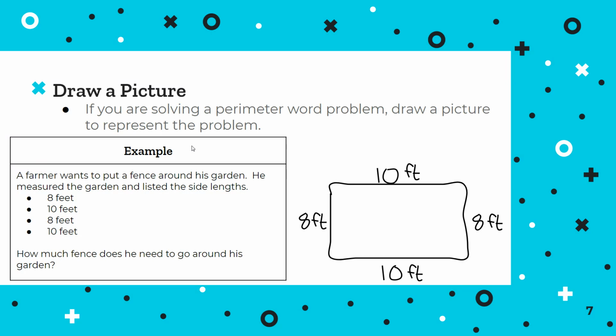Another important thing to do, if you have a word problem especially, is to draw a picture. For example, they gave this problem about a farmer wanting to put up a fence, and they gave you the measurements for the sides. This person drew a rectangle and labeled two of the sides 8 feet and two of the sides 10 feet, just like in the problem. Now they can see what it would look like.